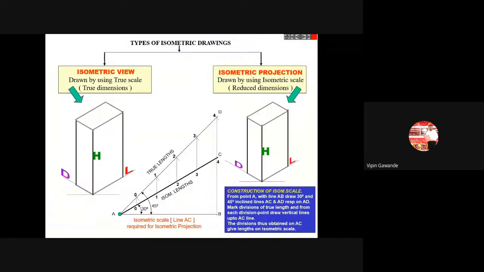Now there are two types of views in isometric drawing. One is called isometric view, and another one is called isometric projection. Okay, in our syllabus we have only this one. We don't have this one, isometric projection. But the name of the topic is isometric projection. So isometric drawings means isometric view and isometric projection. So what is meant by isometric view?